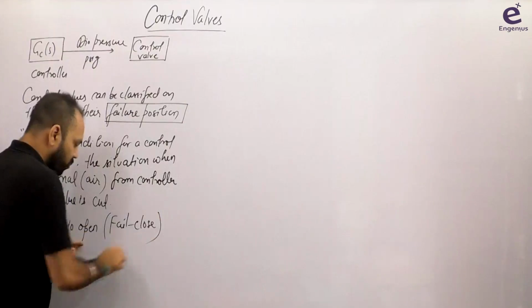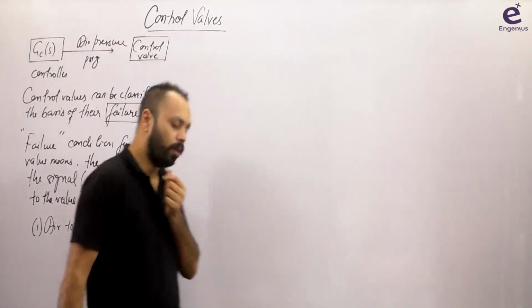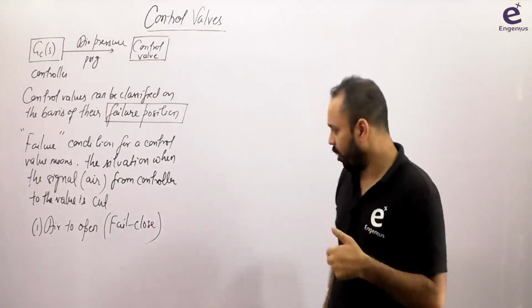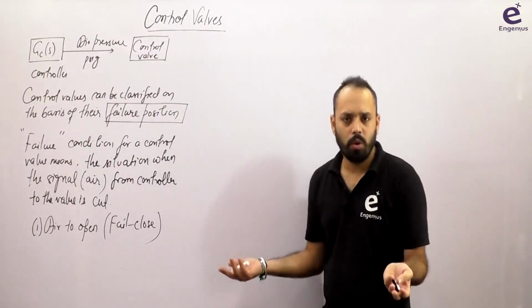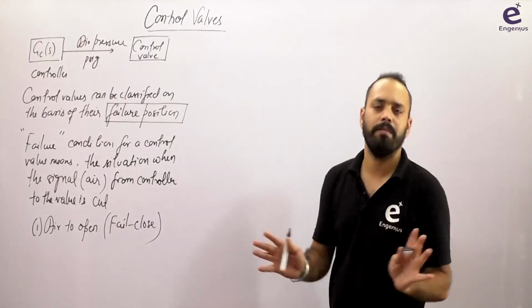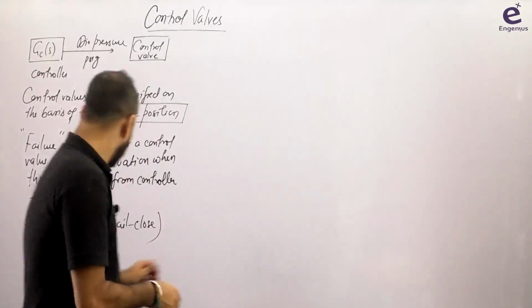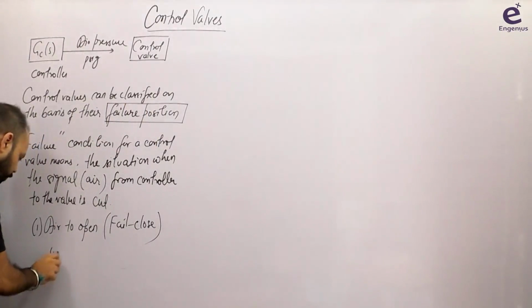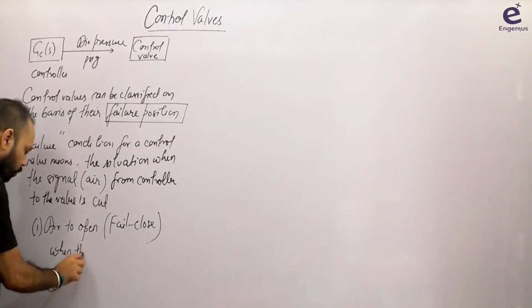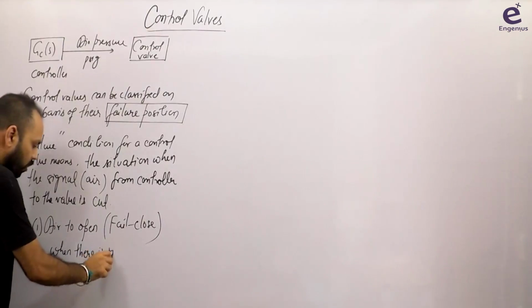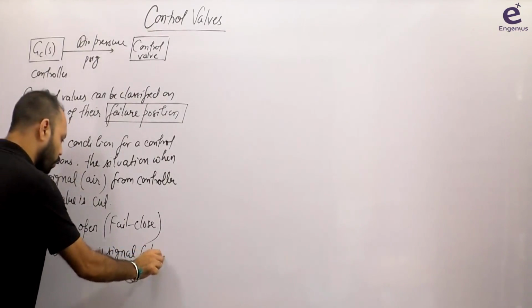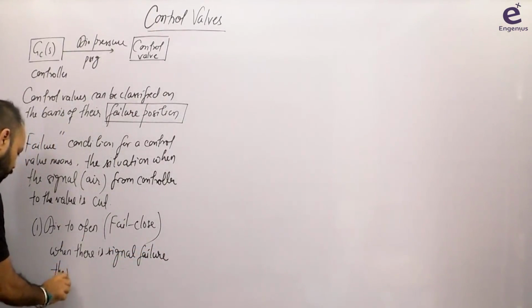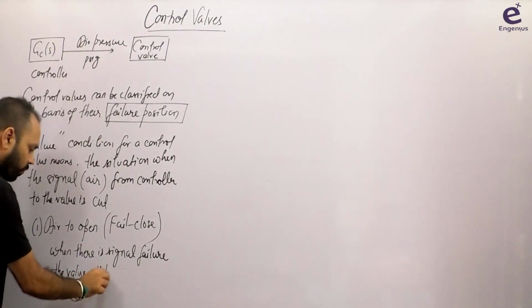I told this once before, it will be repeated again, no problem, right? So the first type of classification is air to open or fail close. What is the meaning of fail close? Normally when there is no signal from the controller, the valve will be completely closed, right? Write this down: air to open means when there is signal failure, the valve will be fully closed. Yeah, fail close. The valve will be fully closed.